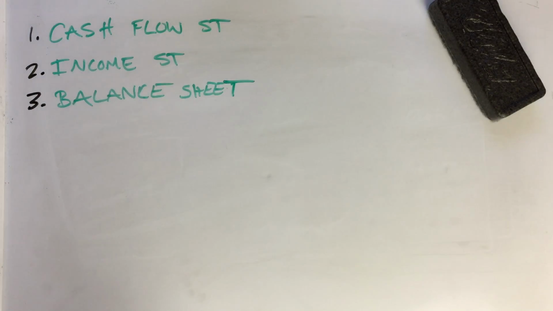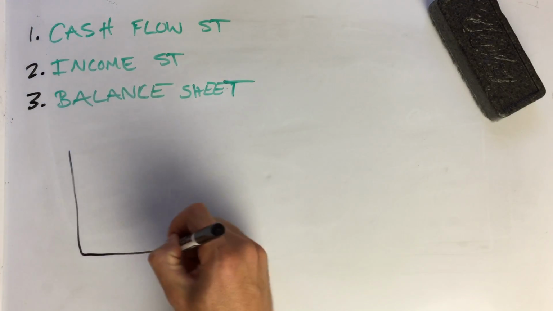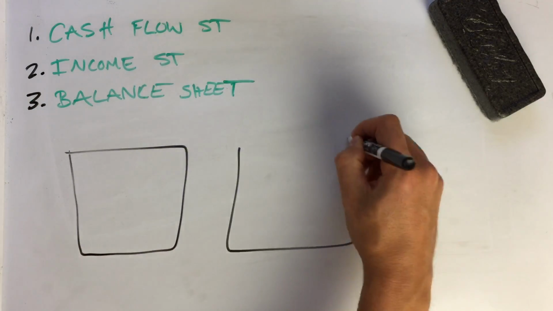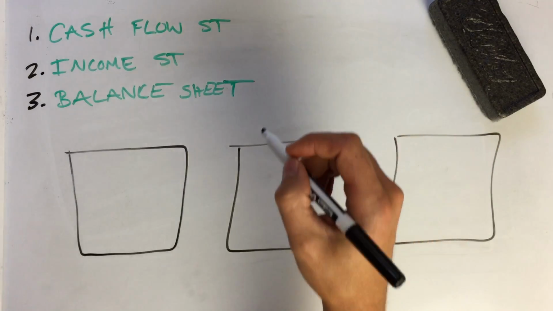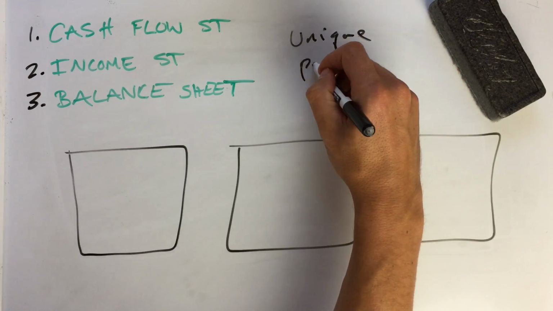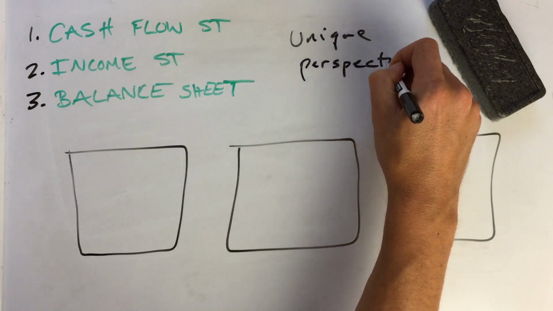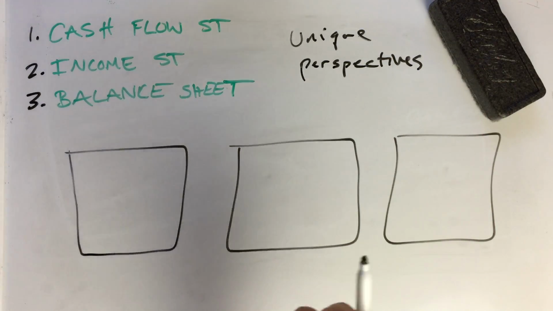These are confusing. So to illustrate why you need all three of these, I'll sort of draw them out and show you that they are unique if you just do an overview summary. They are unique perspectives. They tell you different things. And you can be fooled to some extent if you only look at one of them.